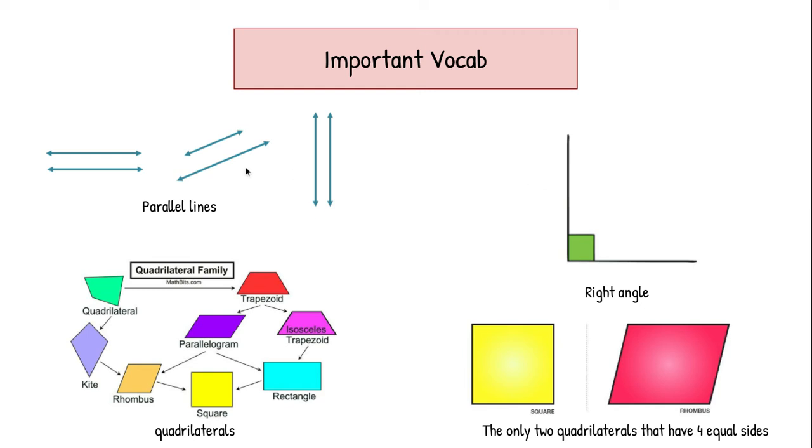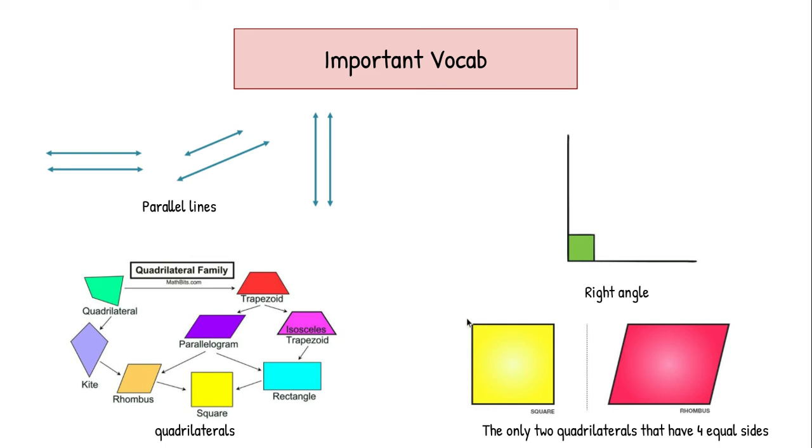So the first one is the idea of parallel lines. Now you will have heard that quite a few quadrilaterals are also parallelograms, and what that means is they're made up of parallel lines. Now parallel lines are like these. They're lines that run adjacent to each other but will never touch. They will continue to go on and on forever and never touch.